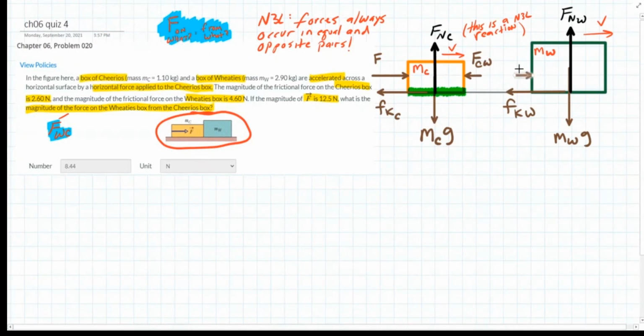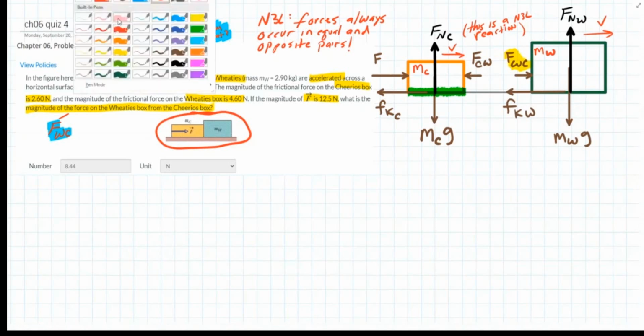And label it. So this is the force on what? It's F on what? On the Wheaties. From what? From the Cheerios. That's my dollar sign. So finally, at long last, I see my dollar sign. There it is.